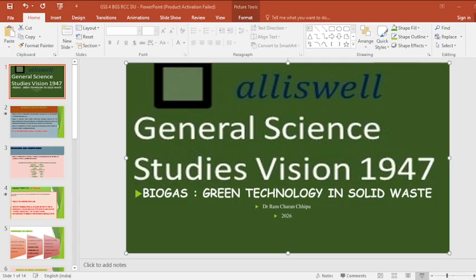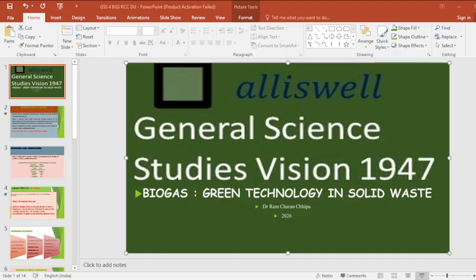Mostly the living organism waste is taken as agriculture waste, as well as animal waste. A very simple example is that cow dung is added with other plants or agriculture materials, and those undergo reactions under certain conditions and can be converted into biogas.